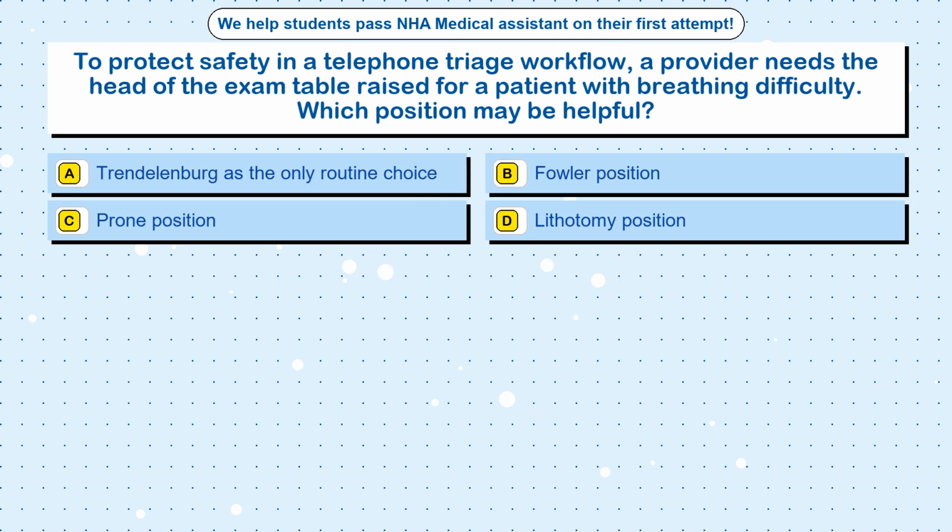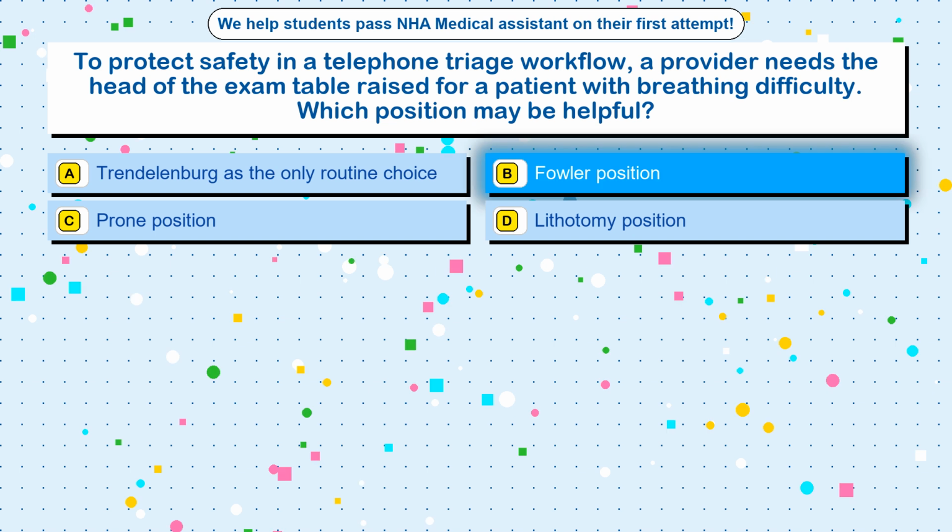Question 100. To protect safety in a telephone triage workflow, a provider needs the head of the exam table raised for a patient with breathing difficulty. Which position may be helpful? Option A, Trendelenburg as the only routine choice. Option B, Fowler position. Option C, prone position. Option D, lithotomy position. The correct answer is option B, Fowler position.